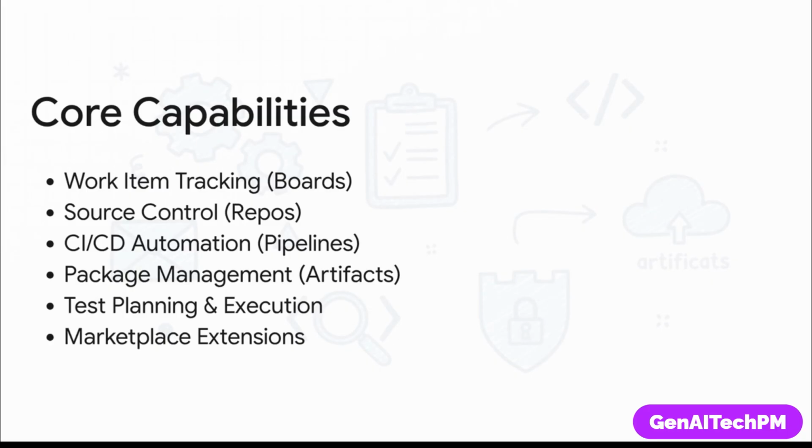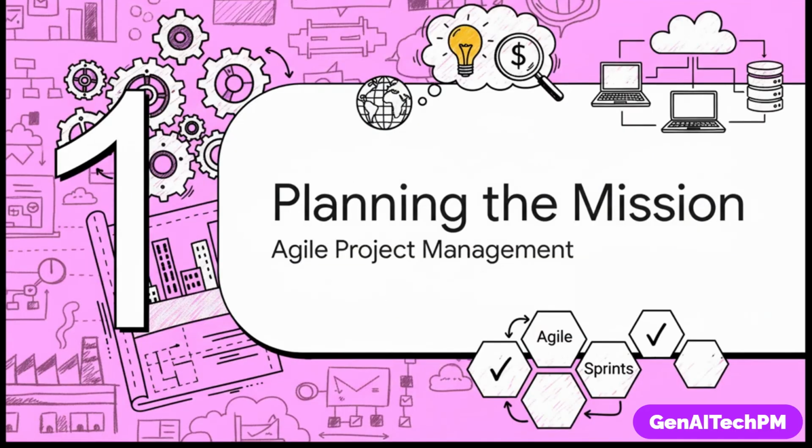Well, for planning out the work, you've got Azure Boards. For managing all your source code, you have Repos, the automated assembly line itself that's powered by Pipelines. And for all your software components, you've got a secure warehouse called Artifacts. It even has tools for test planning and a whole marketplace for extensions. It's all right there.